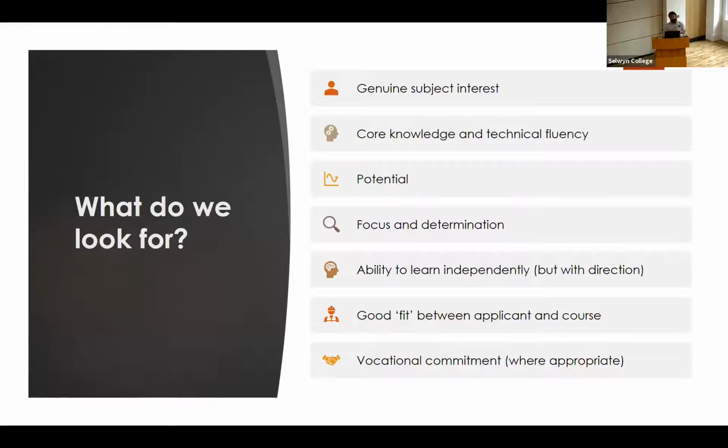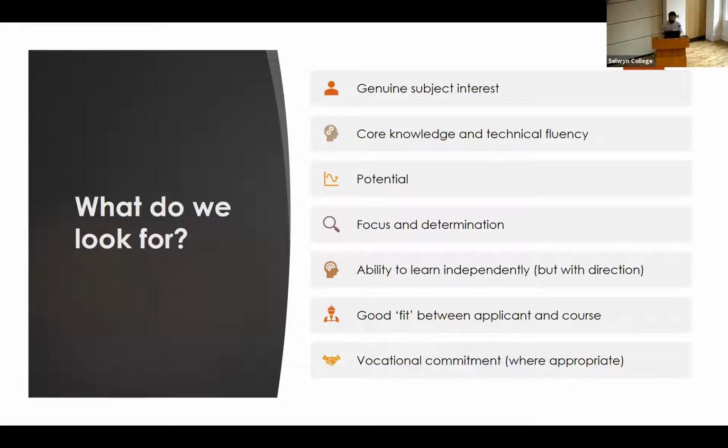We're looking for people that have done really well up until now, but that can continue to expand their knowledge and continue to make the most of the opportunity that we're going to be able to provide. So we're looking for somebody that's on the kind of upward curve of potential. We want people that are focused and determined.